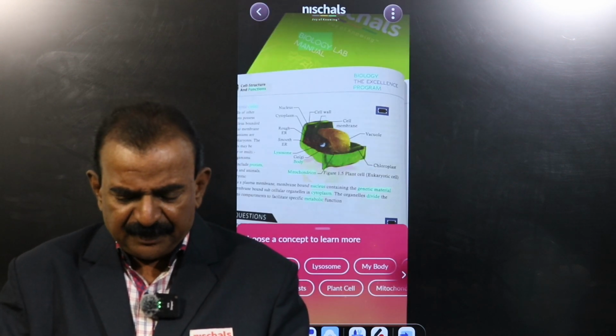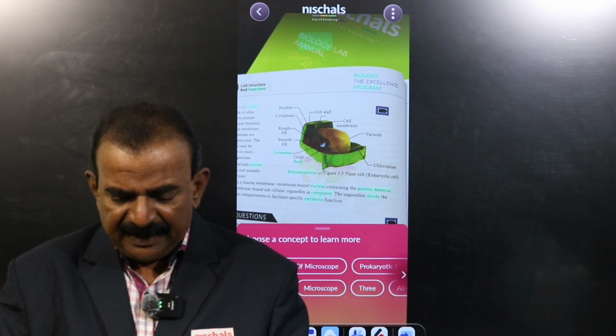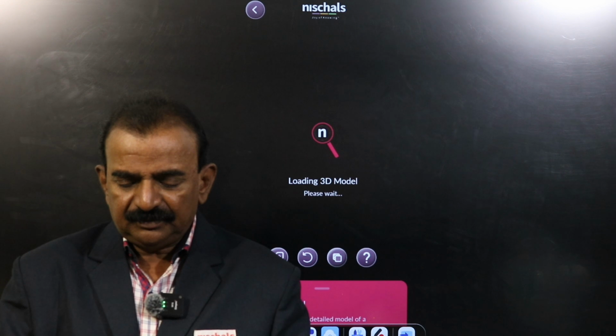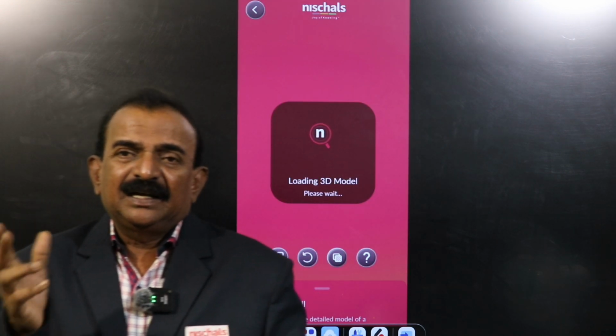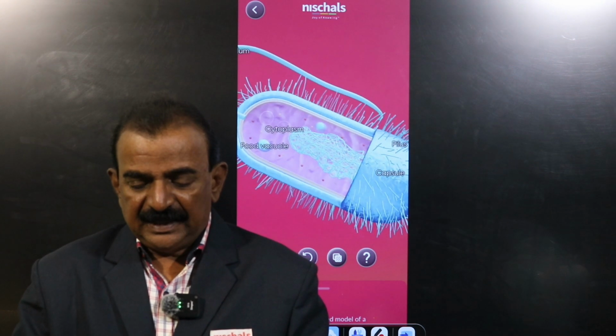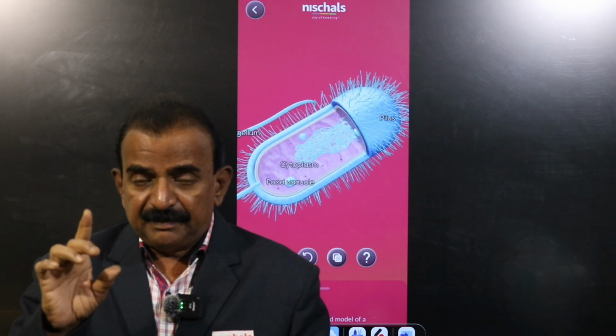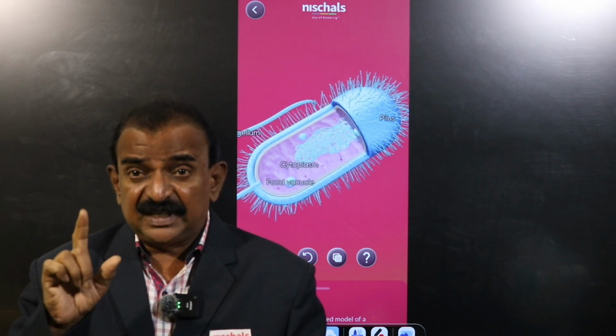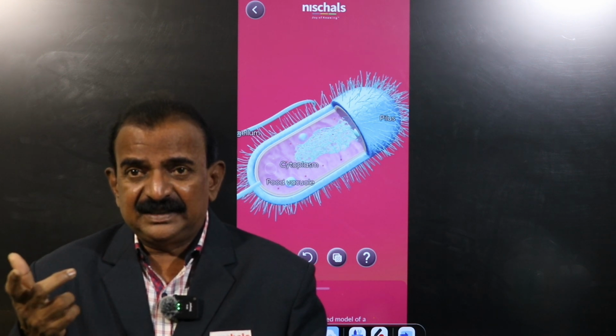Now we are observing another one, that is the prokaryotic cell. Already we discussed that organisms' cells are of two types: prokaryotic cell and eukaryotic cell. Here you are observing a bacterial cell, and it has a flagellum. You see the presence of the cell wall. Here the bacteria has a cell wall, and it gives strength and provides rigidity.